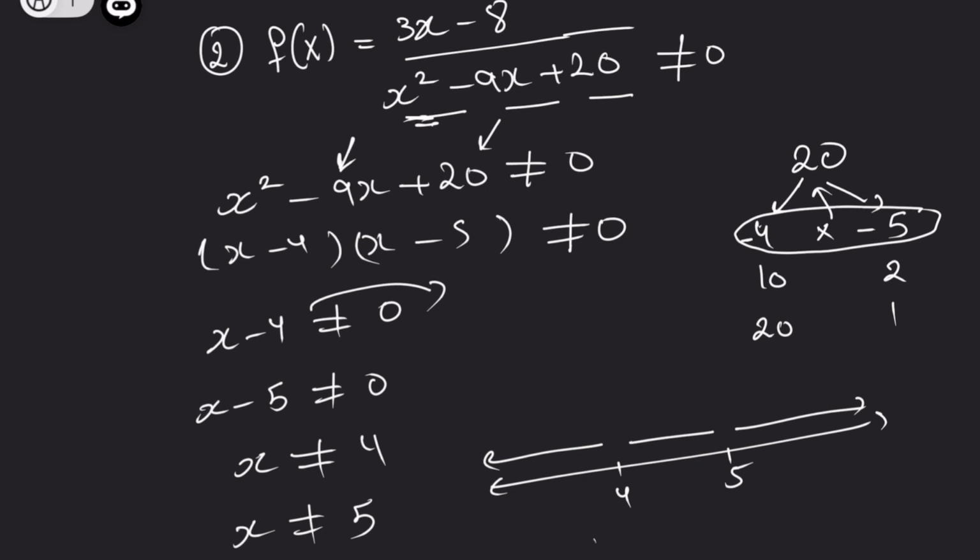Okay, so my domain will be like this: from negative infinity till 4, we do not include 4 or 5, plus 4 to 5, we do not include them, and from 5 till infinity. So this is my domain for this. So let's have another example.